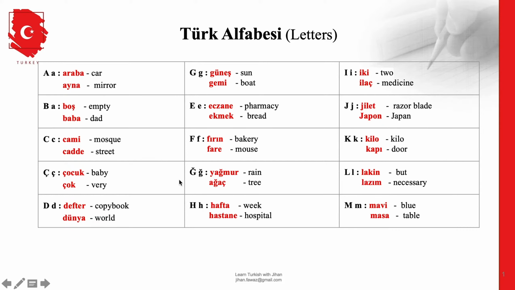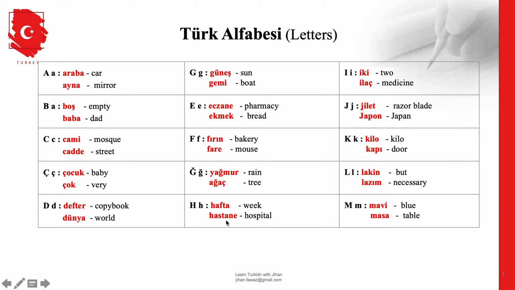Yumuşak G. Now in Yumuşak G, I have a separate video that will tell you how to pronounce the word when you have Yumuşak G, because we have several ways to pronounce it, but it does not come at the beginning of any word. It comes in the middle or at the end. So Yumuşak G, which means soft G. This is G. This is Yumuşak G, which is soft G. Yağmur, ağaç. And again, I will do a separate video about this letter.